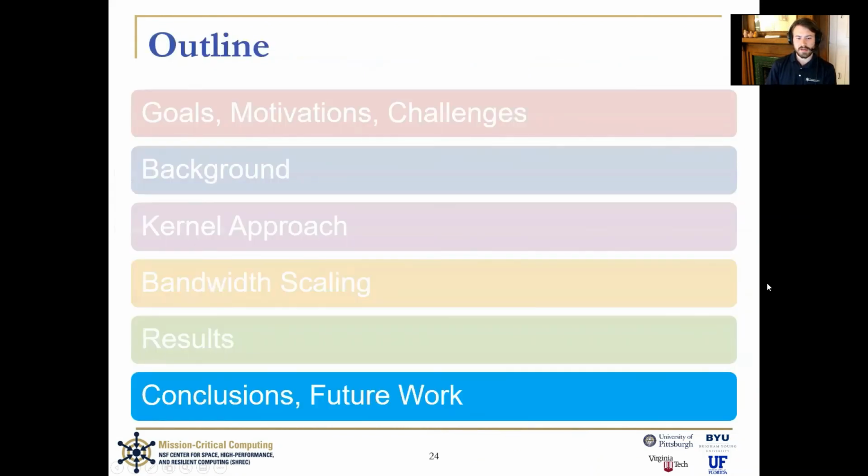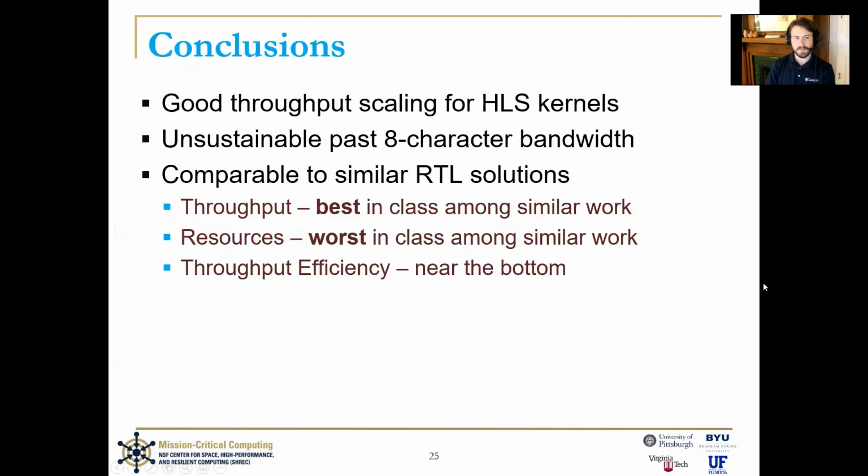Looking now at our conclusions and future work. We've seen that our throughput scaling for HLS kernels is fairly good. However, it's unsustainable past the 8-character bandwidth, as transition explosion becomes exponential. Comparing to prior RTL solutions, we see that our throughput is best in class among similar work. However, we do the worst in terms of resource usage efficiency. In terms of throughput efficiency, we're near the bottom, however, still competitive with some of the prior RTL work.